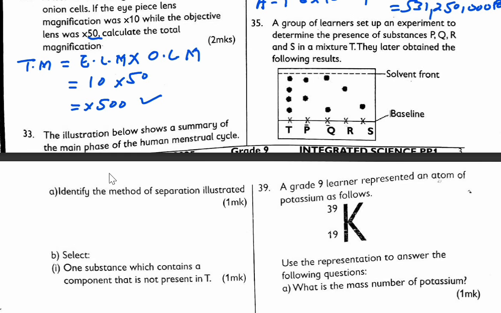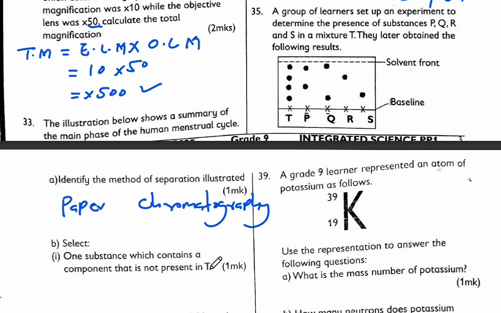So this method is called paper chromatography. Sorry, writing is very difficult using this pen. Write paper chromatography. Paper, you can see. So it is called paper chromatography.